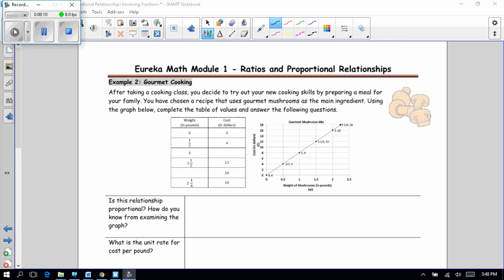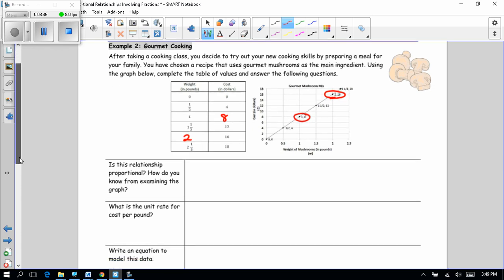Sorry for that interruption. So we're going to use these mushrooms, right? And we're going to calculate some things going on here. So you notice that starts at 0, 0. And then half a pound costs $4. 1 pound then should cost me how much? 8. Yep, should cost me 8. And if I look right here in this ordered pair, it should say 1 comma 8. 1.5 pounds is going to cost me $12. If I have $16, I can afford to buy 2 pounds of mushrooms, right? And if I have $18, I can buy 2.25 pounds.